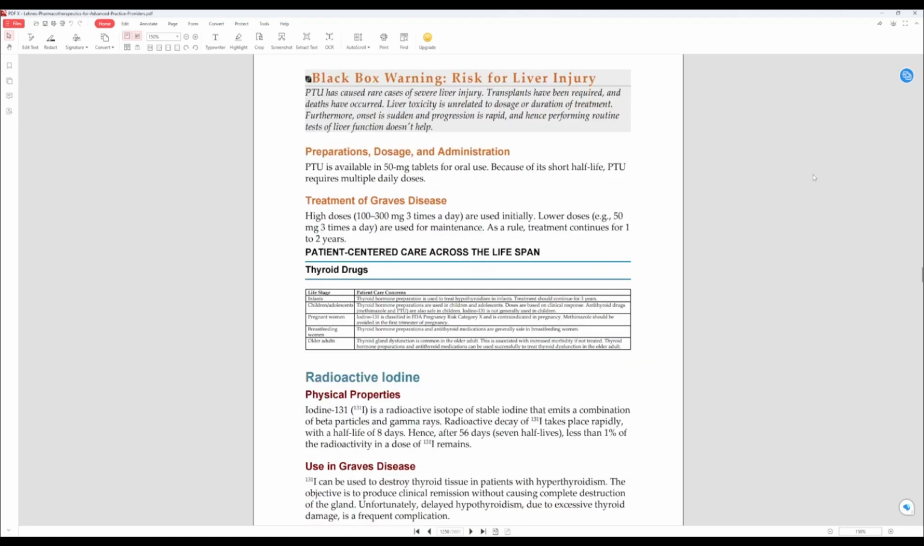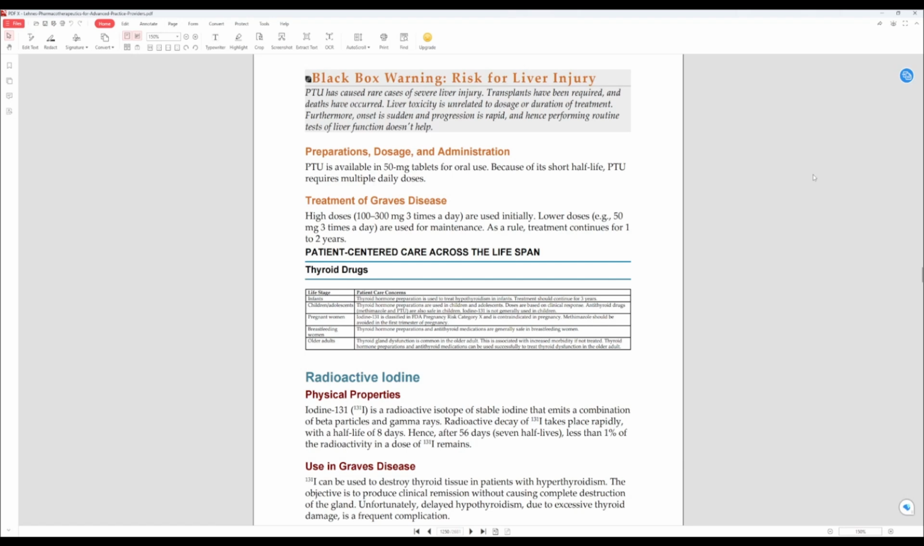Due to its risk for liver injury, it has a big, fat black box warning. PTU has caused rare cases of severe liver injury. Transplants have been required, and deaths have occurred. Liver toxicity is unrelated to dosage or duration of treatment. Furthermore, onset is sudden and progression is rapid, and therefore performing any kind of routine test for liver function doesn't even help because it's still not detected.